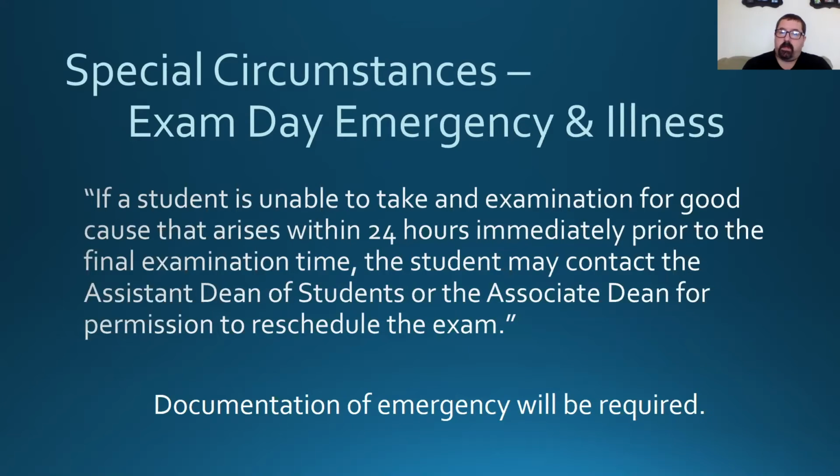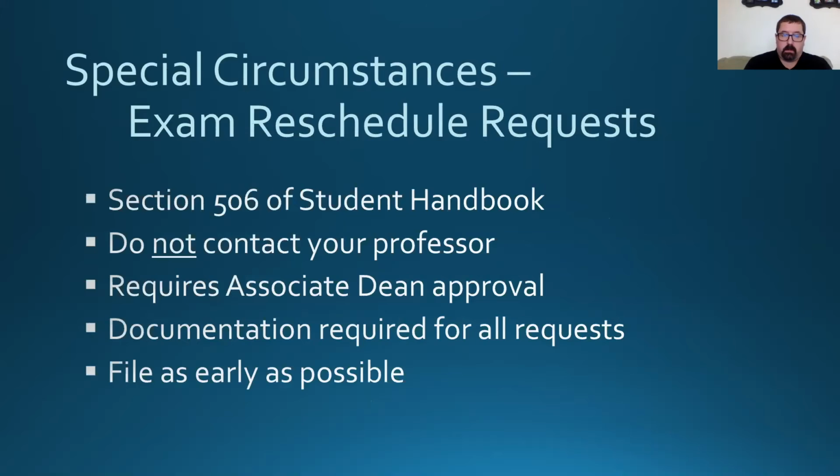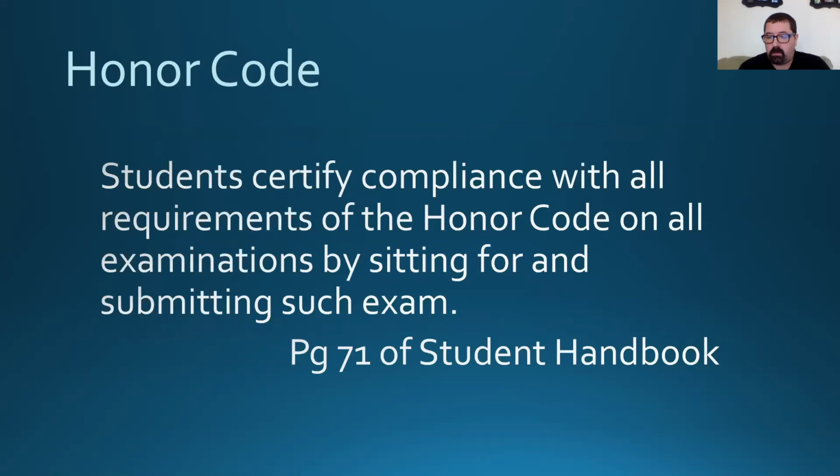So then is our contact info there, and you can use that. This is important. If a student is unable to take an examination for good cause that arises within 24 hours immediately prior to the final exam time, the student may contact the assistant, who should be Dean Lally or Dean Goldstein. That will be your point of contact to help you make that decision or to find out about your potential reschedule. But you would want to get in touch with them immediately. So again, don't contact your professor. Documentation is required for the request, and try to get exams rescheduled as early as possible. We will provide a deadline for those, but sometimes you have emergency ones that will come up.